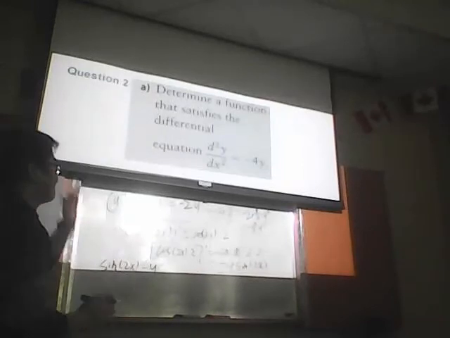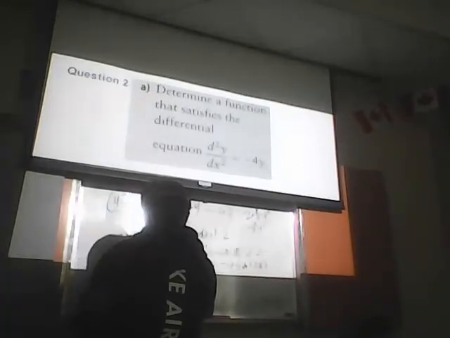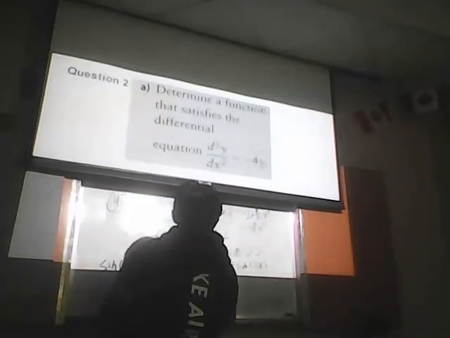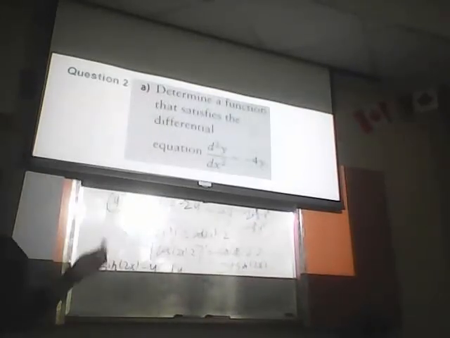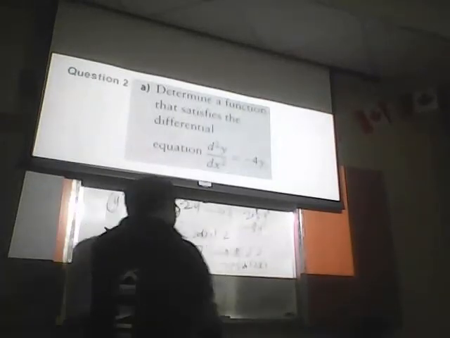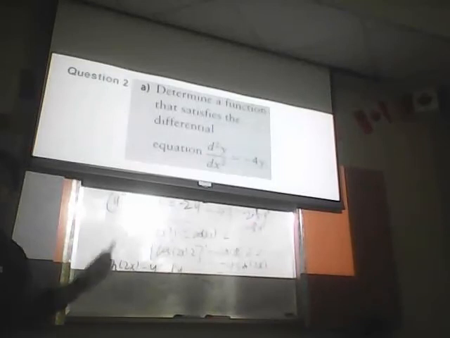So d²y/dx² equals negative 4y. It's still true. Fantastic. Okay, next slide. That's it. So next page.